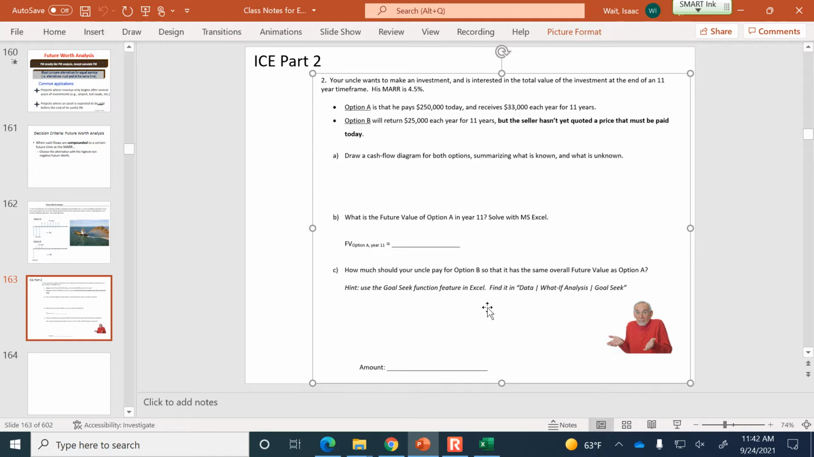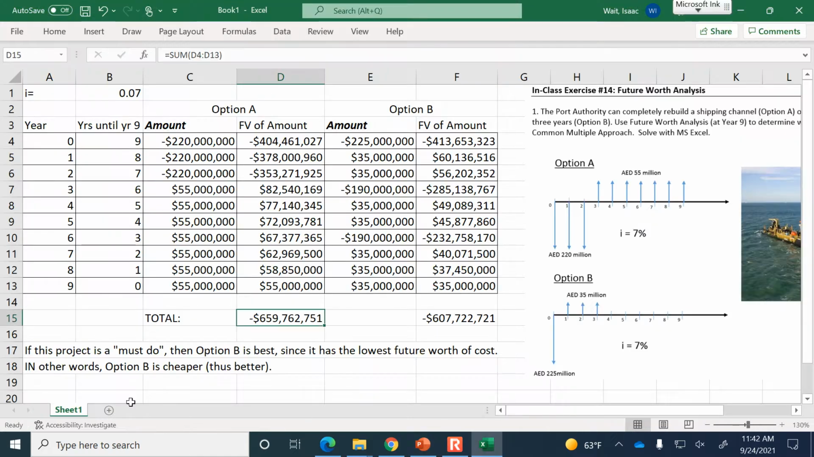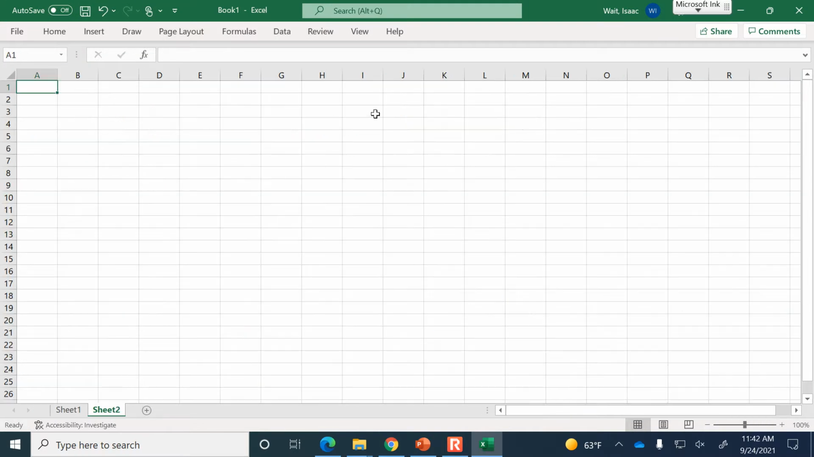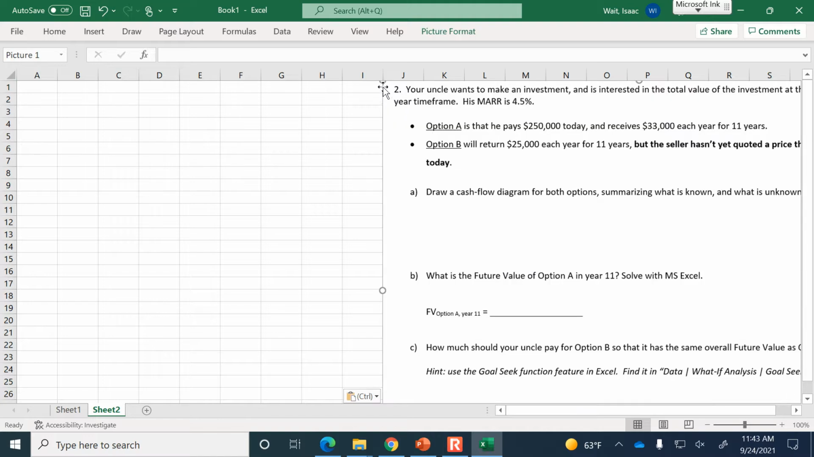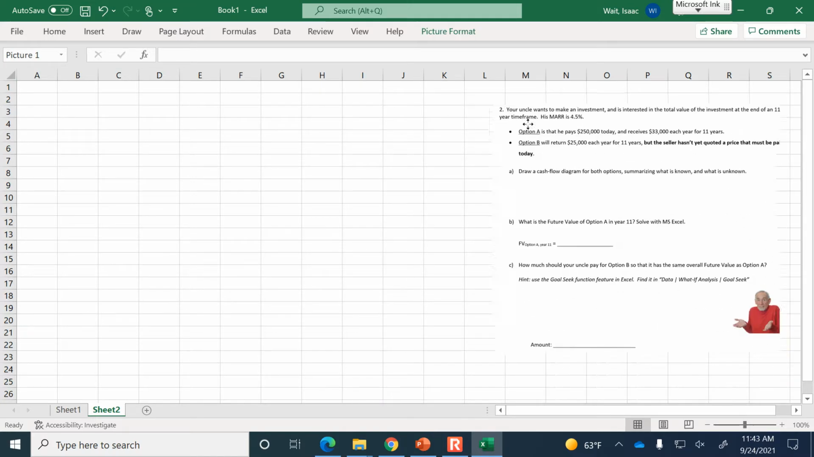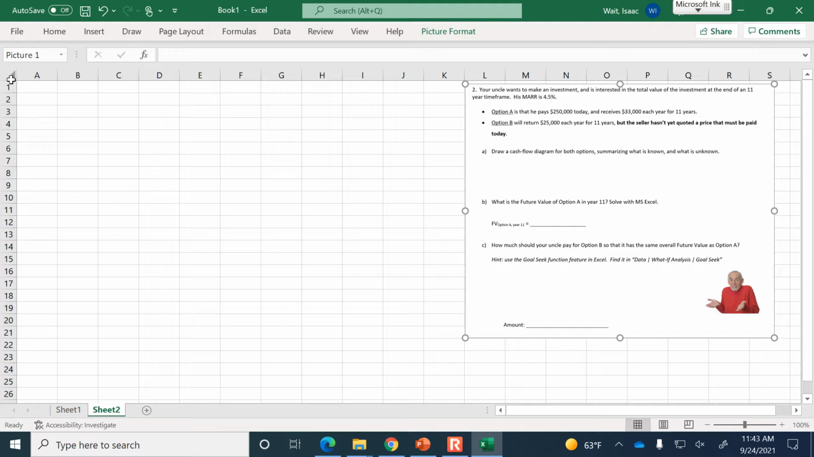All right, so what's the future value of option A? Let's start a new sheet for this problem, and I'll paste the question. All right, so we're going to do future worth analysis again. So up at the top, we want to define the interest rate as 4.5%.